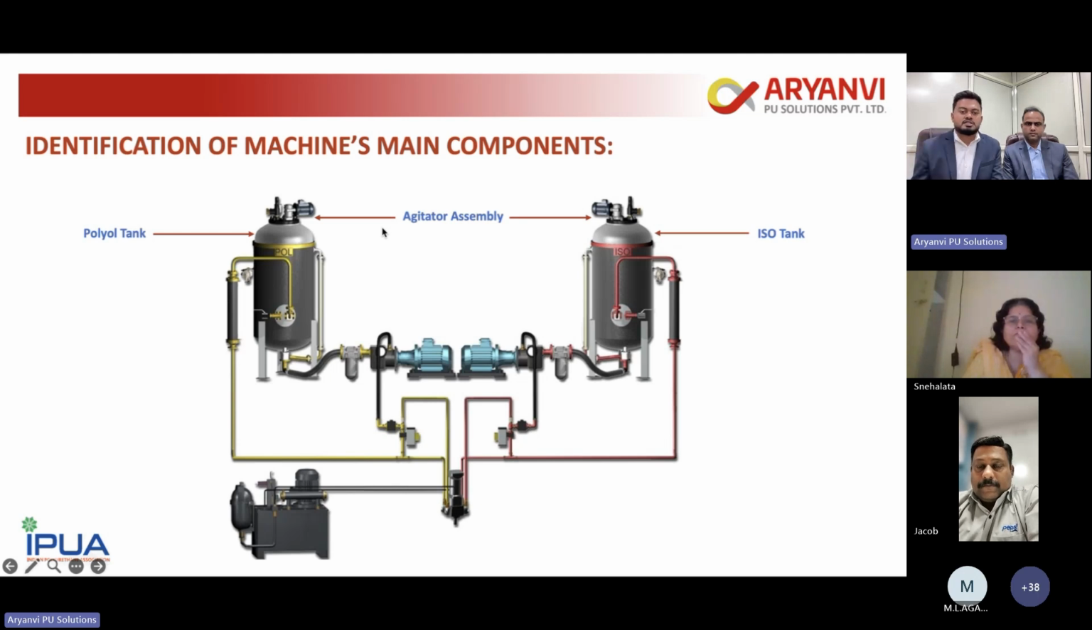Also, we suggest having an agitator on the iso side. Why? Because whenever isocyanate comes in contact with moisture, or is not used for a longer period of time, it gets crystallized. Small crystals form, and breaking this crystal formation is very important. So if you have the agitator on your tank, this will help you maintain the isocyanate condition as well.